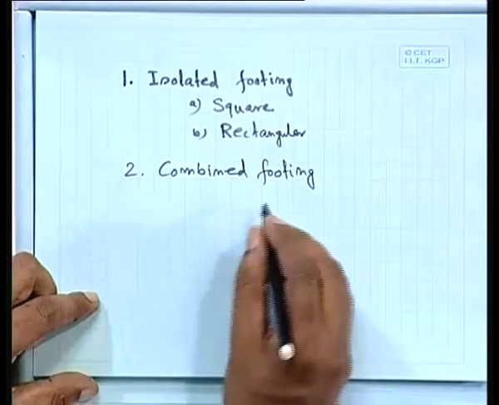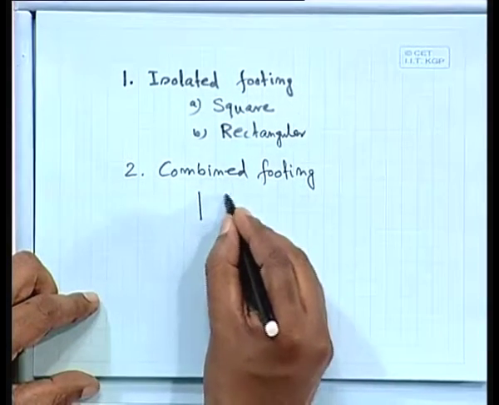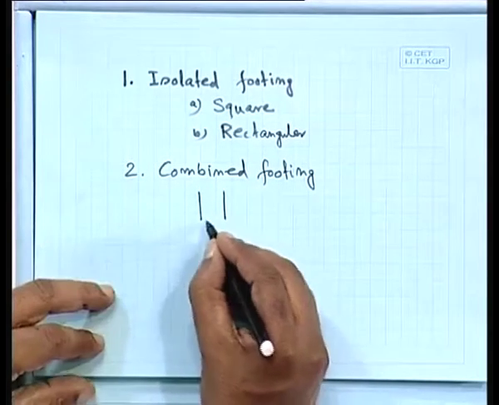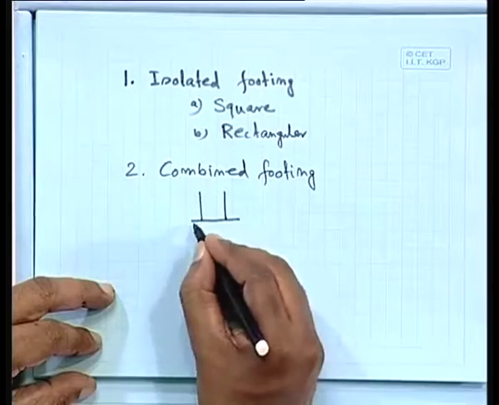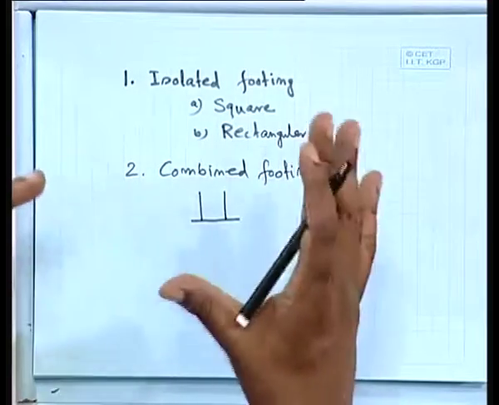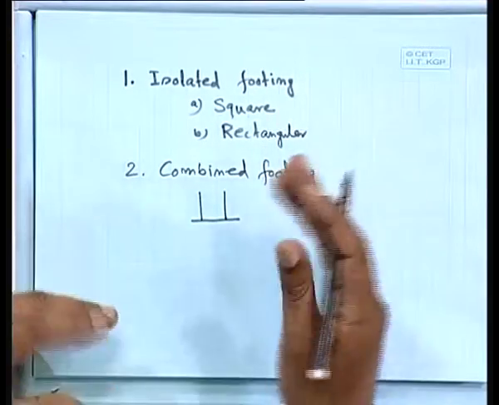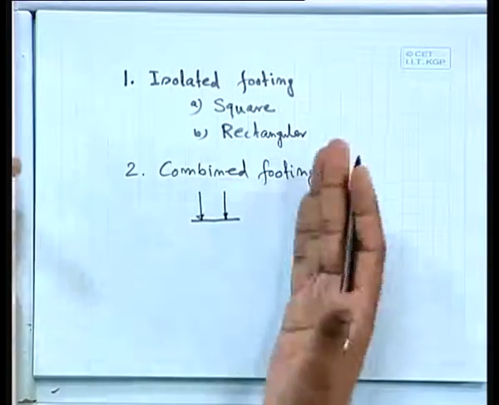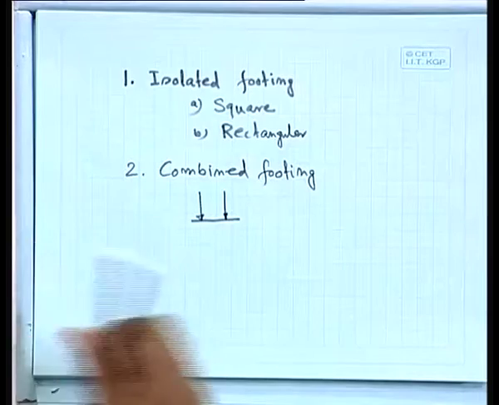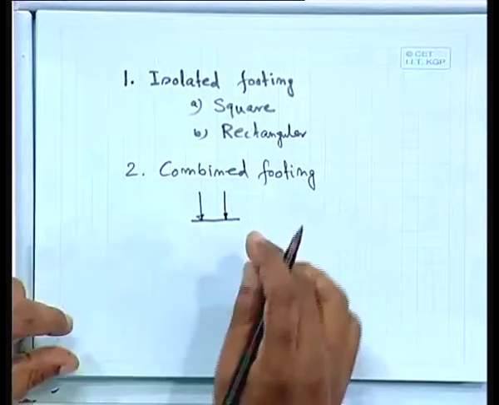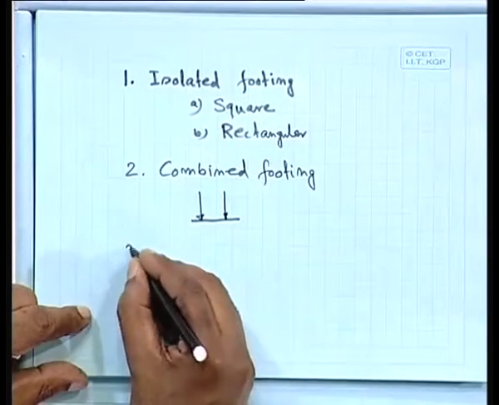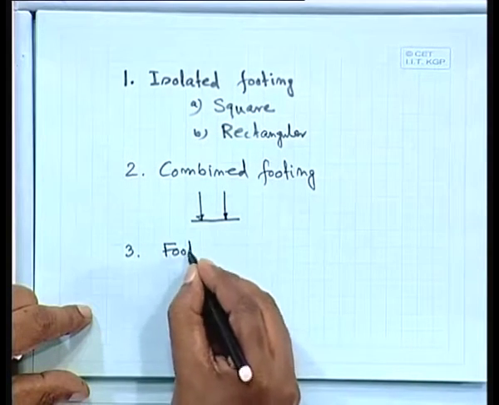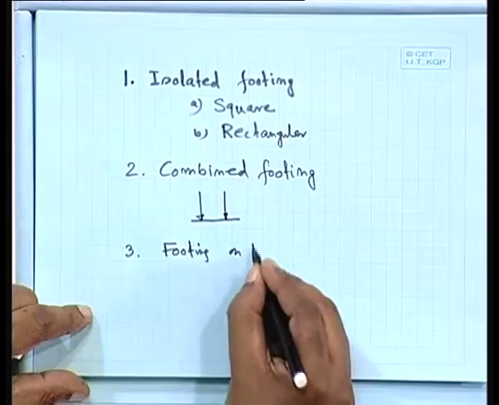Simply, we can have say two columns, and the columns are so close that we cannot give an isolated footing. In that case I can give one combined footing. The combined footing could be for 3 or 4 columns also, but generally we make it for at least 2. Now, the footing size and all those things you can find out for a combined footing. The other one is footing on piles.